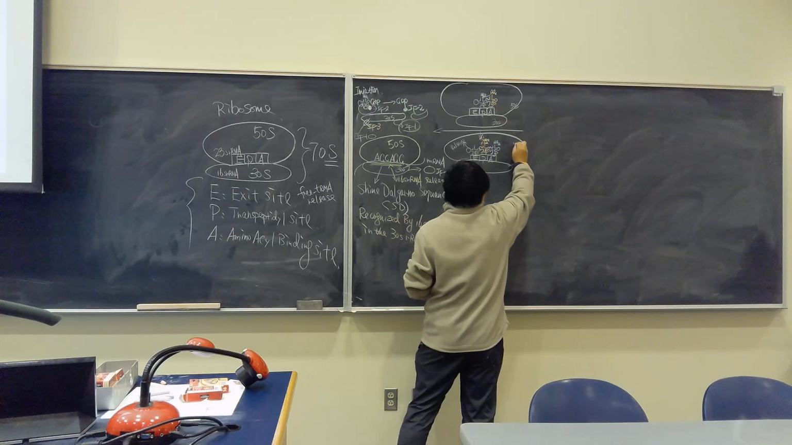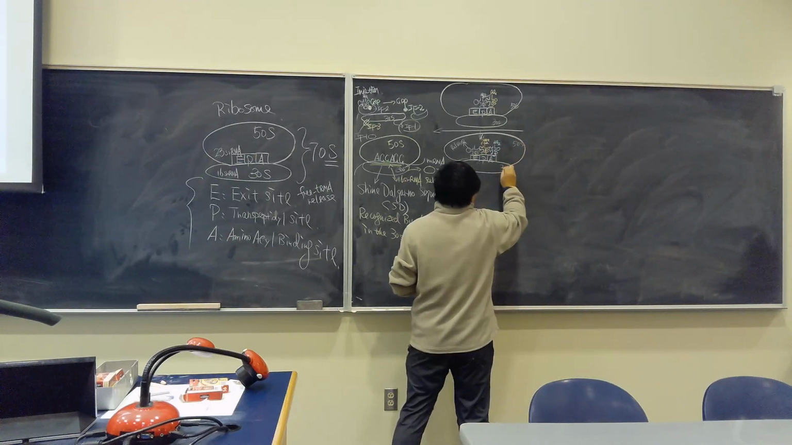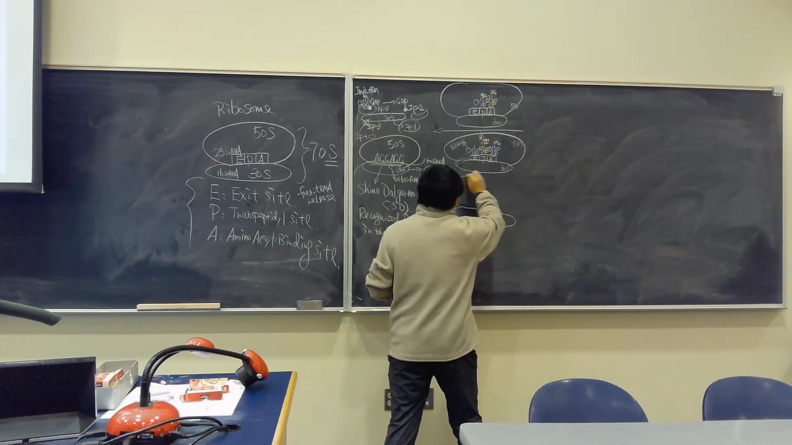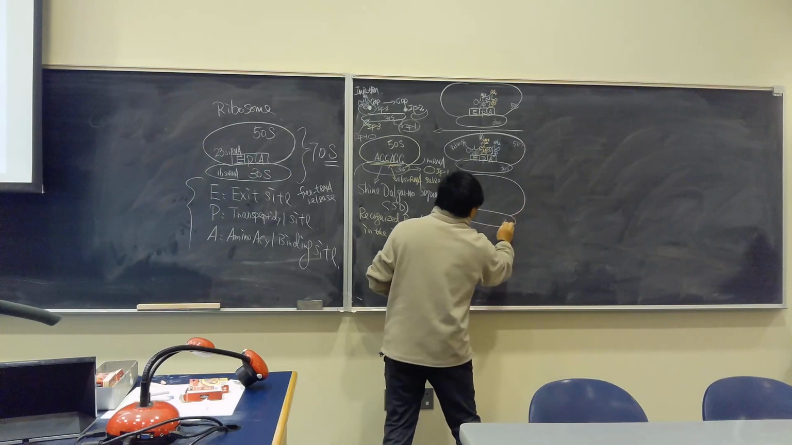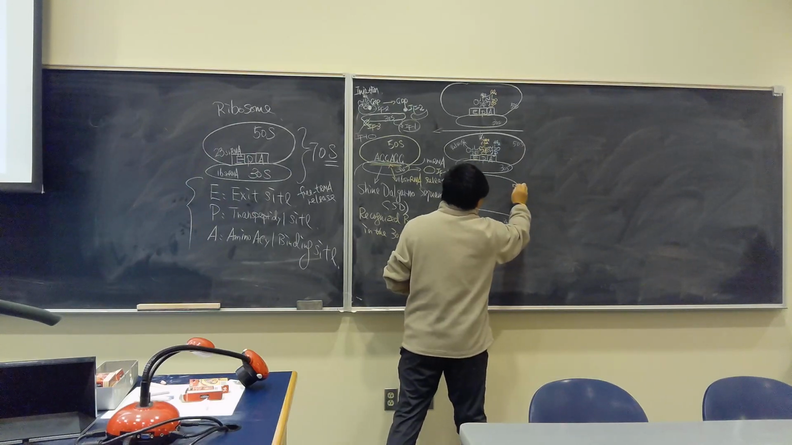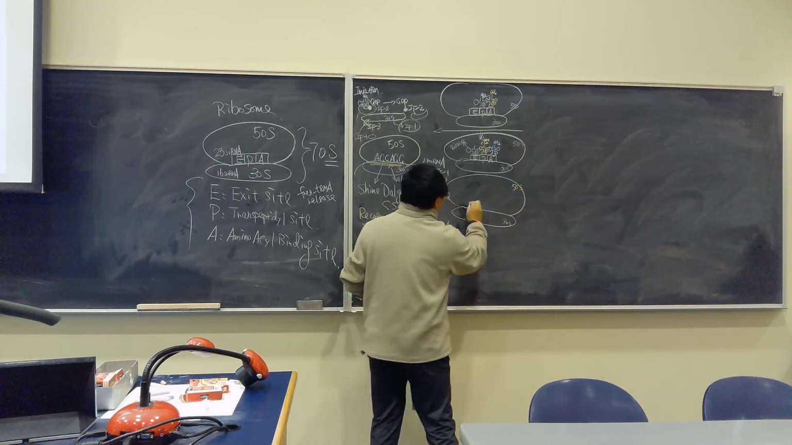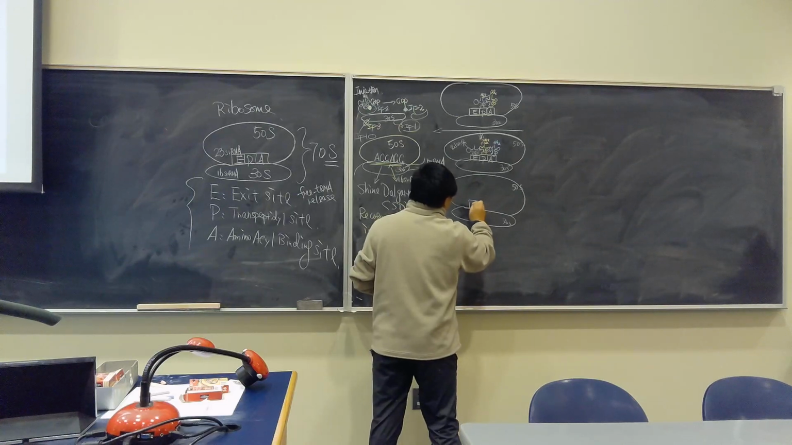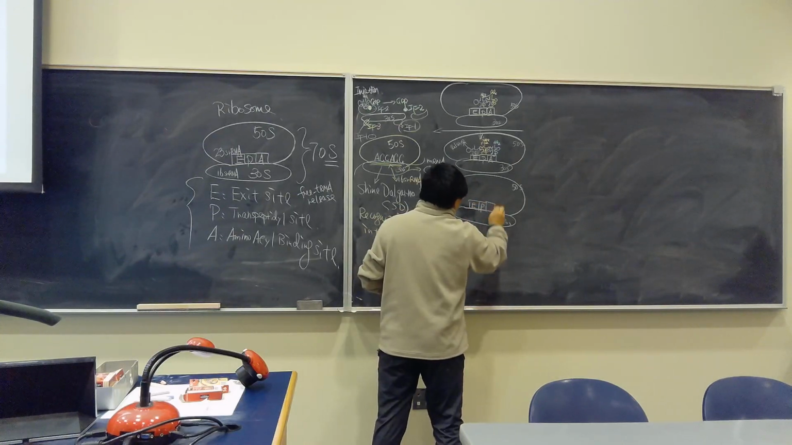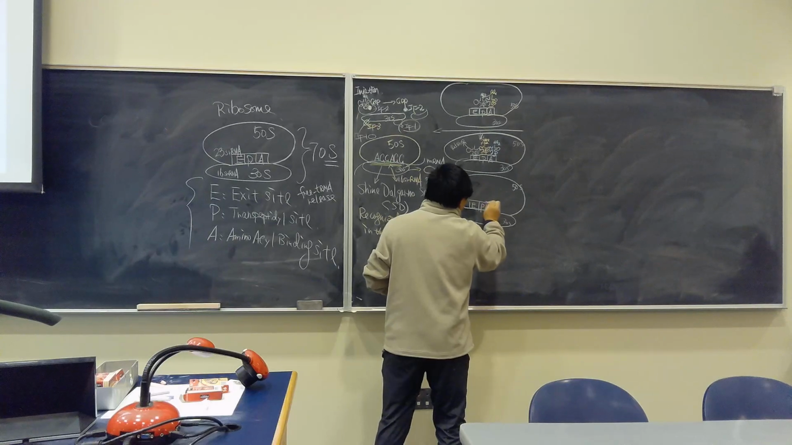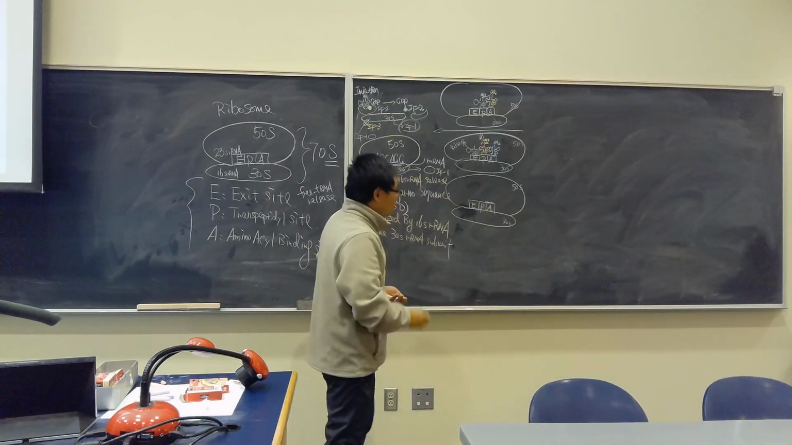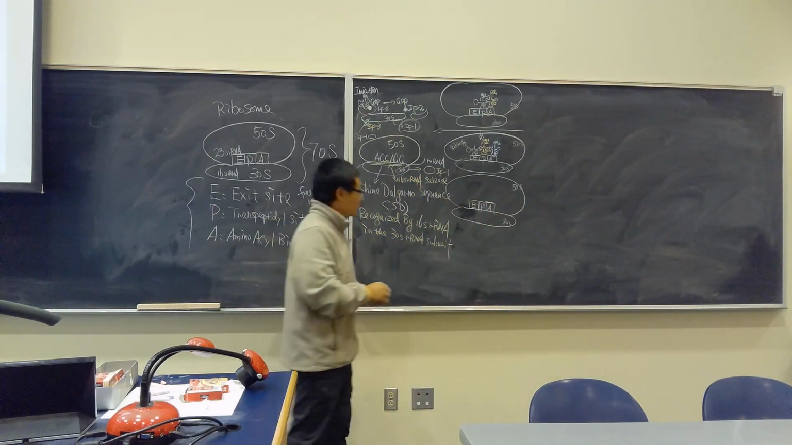We have this is 50S, this is 30S. So we go one more time: 30S, 50S, same thing. We have E, P, A, then you can read it by yourself. Exit site, peptidyl site, aminoacyl binding site.